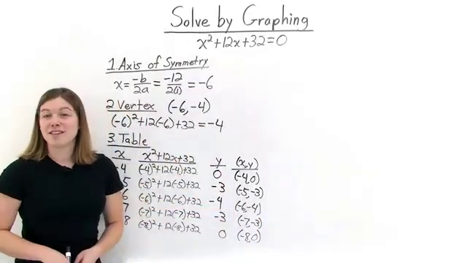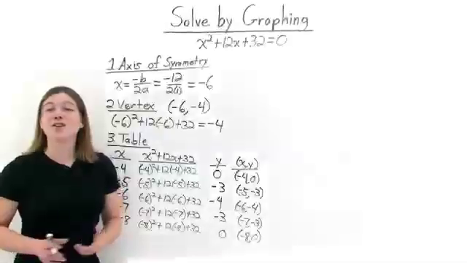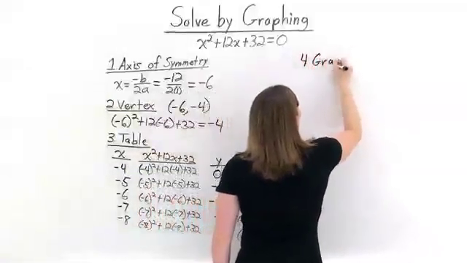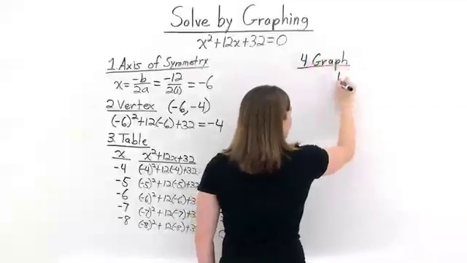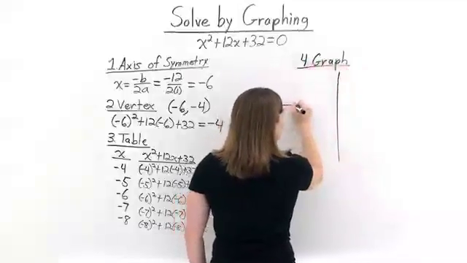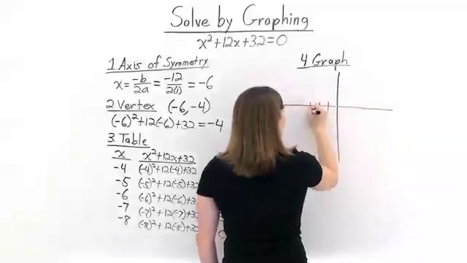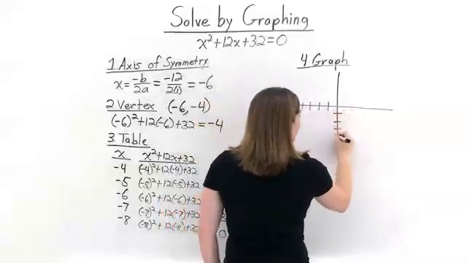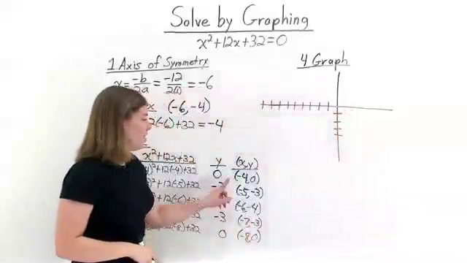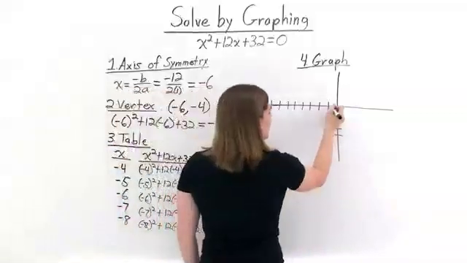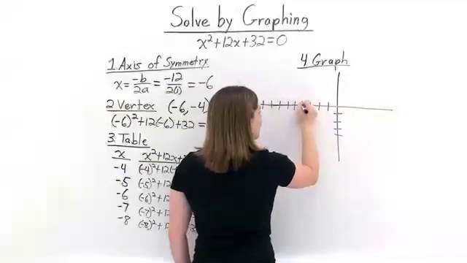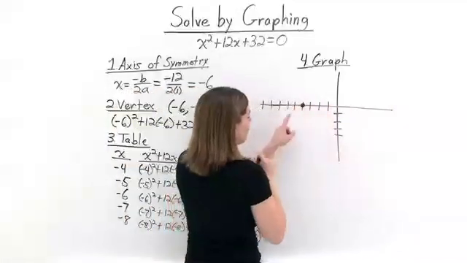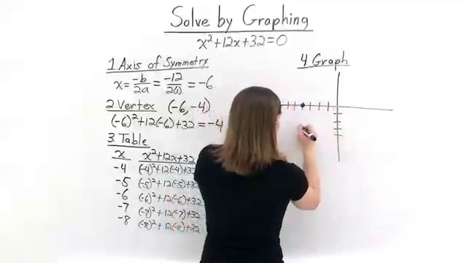Now we have some ordered pairs that we can plot on our graph. So now let's graph. In our fourth step, we want to take each one of the ordered pairs that we found in step 3 and graph it. This will give us our parabola. So we'll draw our coordinate plane. And then we'll plot each one of our points. First, let's plot negative 4, comma 0. Then negative 5, comma negative 3, and we plot that point.